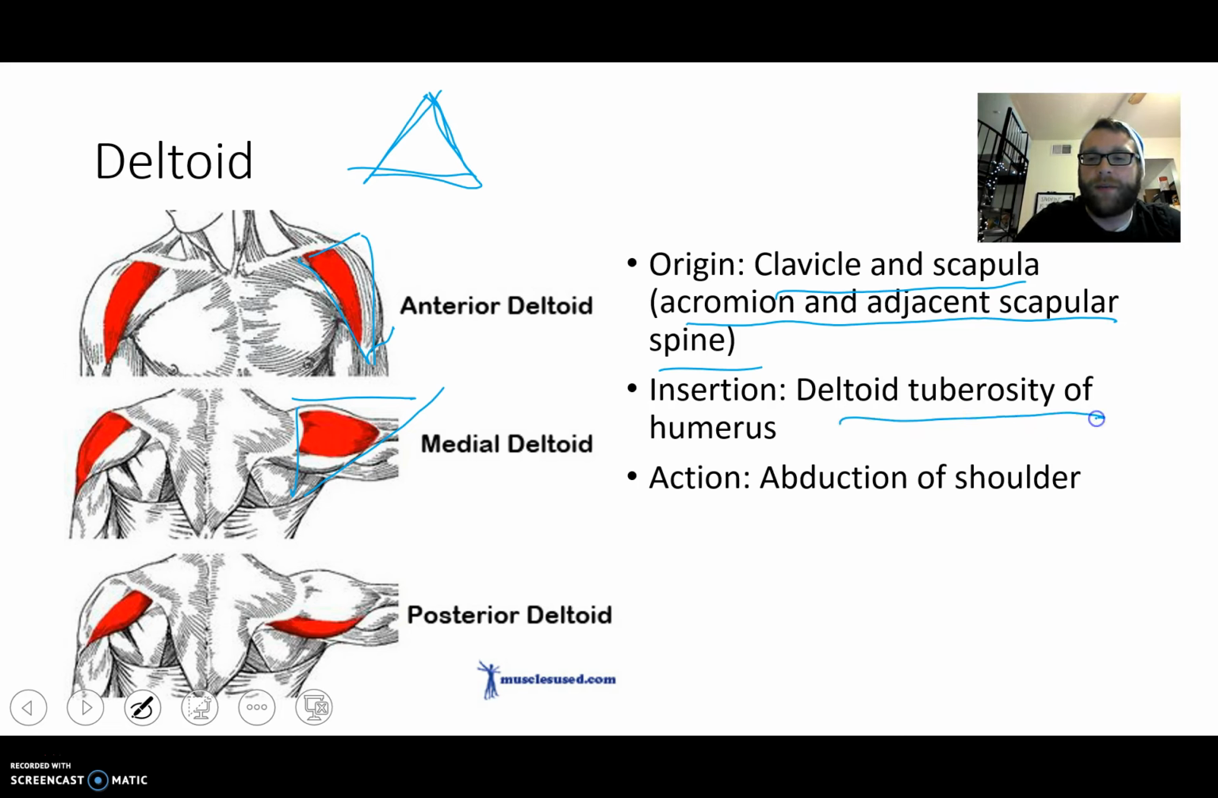Insertion, deltoid tuberosity of humerus. That's the insertion for your deltoid muscle. All of it's going to that point right there, if you see. All right, and abduction of the shoulder is its main action. So if you look here again, I've got the 3 parts of it.